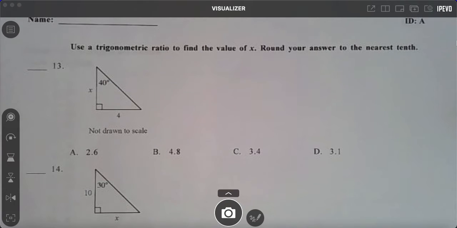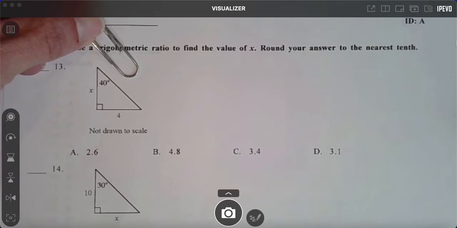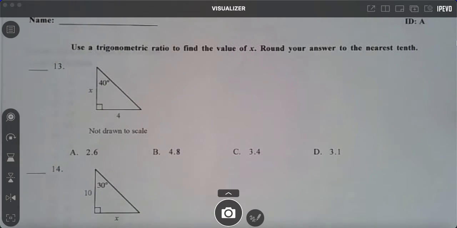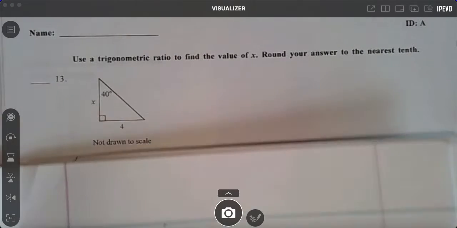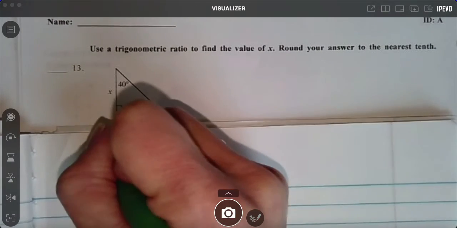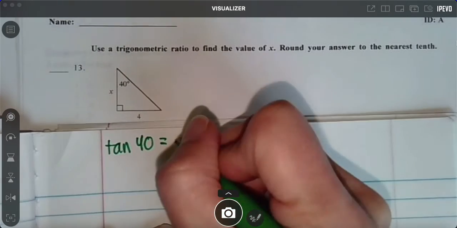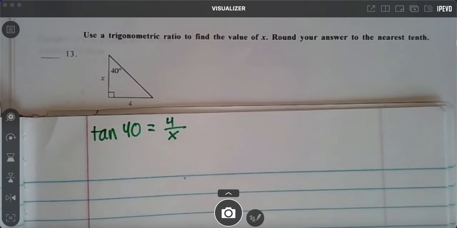So am I going to use sine, cosine, or tangent? If we start at 40 degrees, if it was cosine, it would be adjacent over hypotenuse. We don't have a hypotenuse. So it's tangent. So I'm going to write the tangent of 40. The tangent of 40 equals what? 4 over x.